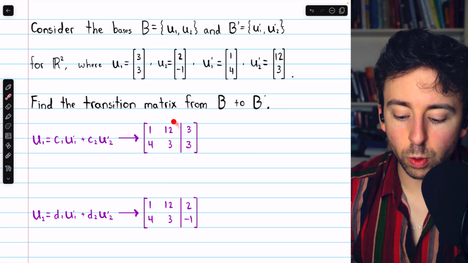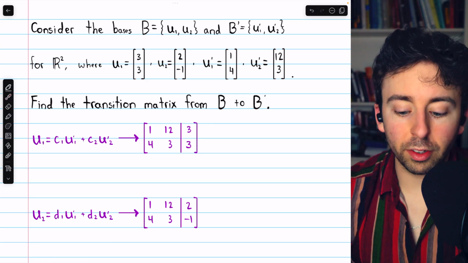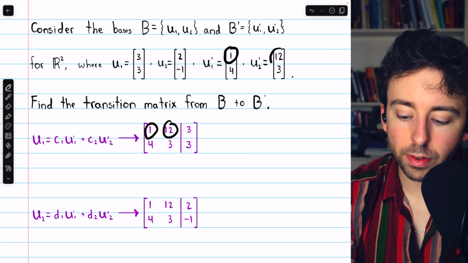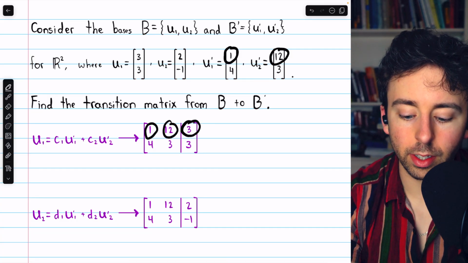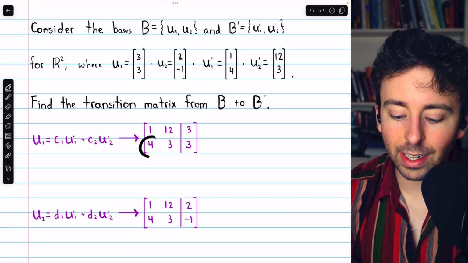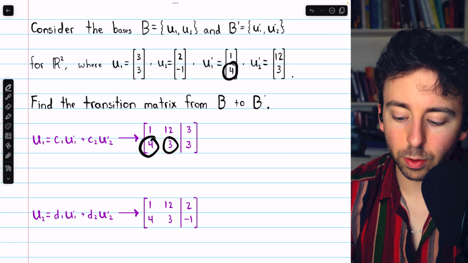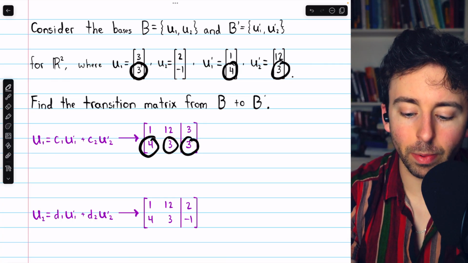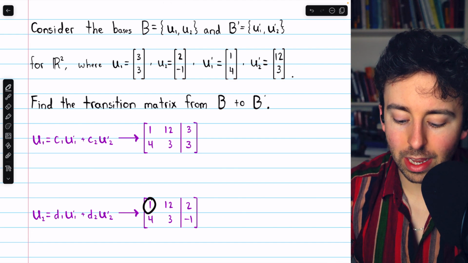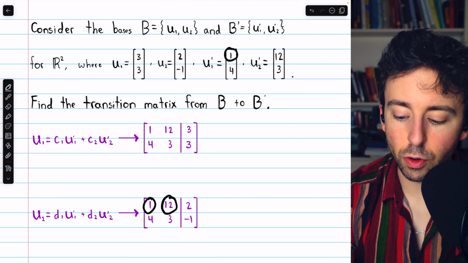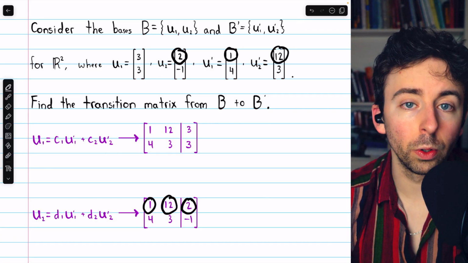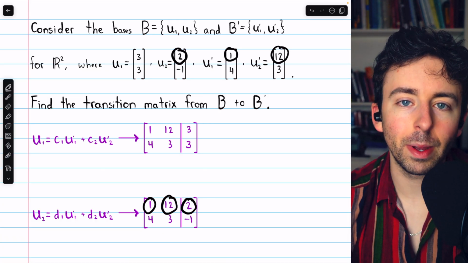And this leads us to two augmented matrices. We must be able to combine the first components of the new basis vectors in some way to get the first component of the old basis vector. Similarly, we must be able to combine the second components of the new basis vectors in some way to get the second component of the first basis vector. Same thing down here. We must be able to combine the first components of the new basis vectors in some way to get the first component of that second old basis vector. So that's where these augmented matrices are coming from.